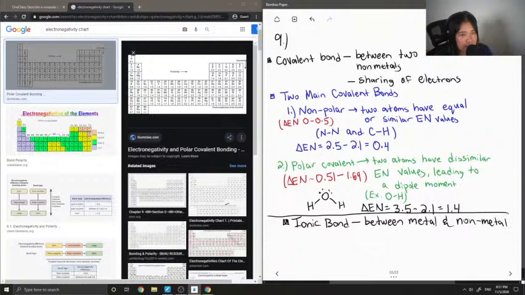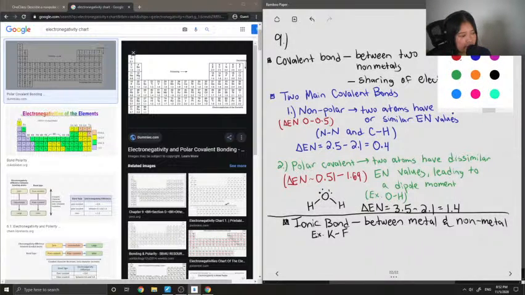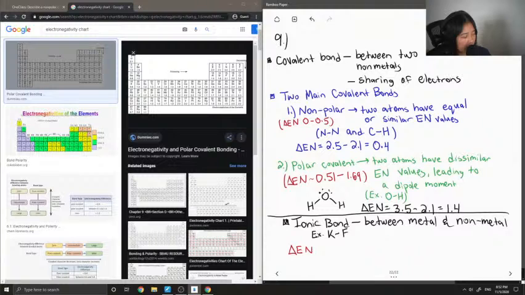So every time you see a metal involved in a bond, you already know that it is ionic. So an example of this would be like potassium bonded with fluorine. And basically the difference in electronegativity for ionic bonds are typically when they're greater than 1.7.